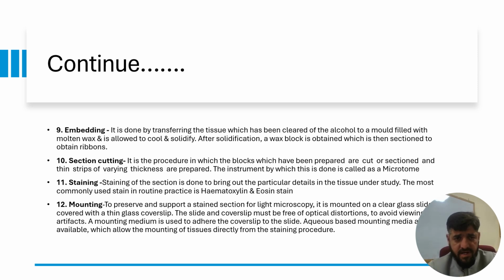The next process is embedding, and embedding is meant for providing external support to the tissue so that it can easily be sectioned in the microtome. And then we perform the sectioning, also known as microtomy, using a special device known as a microtome. The microtome is used to section the tissue according to your protocol. Then these sections are stained and properly taken on slides. The most important and commonly used staining in histotechnique is hematoxylin and eosin staining.